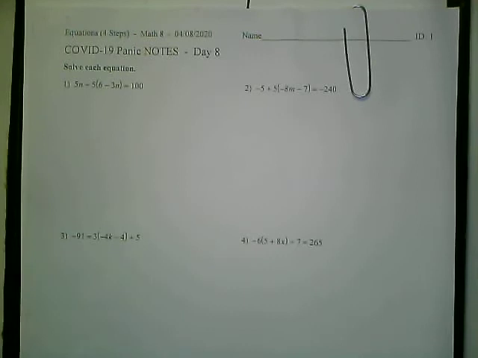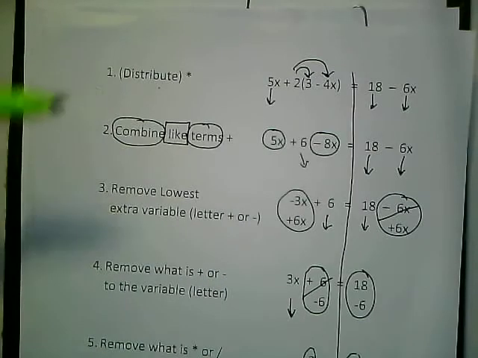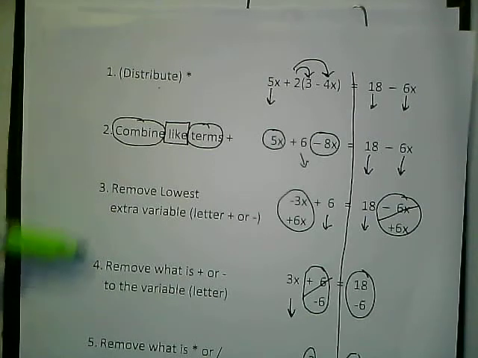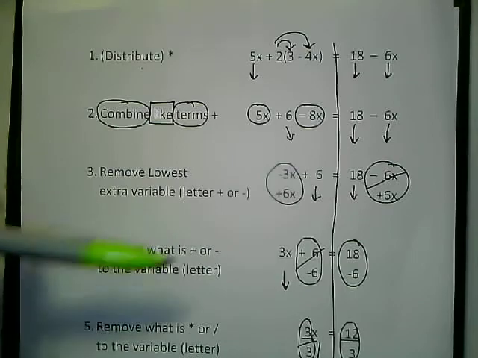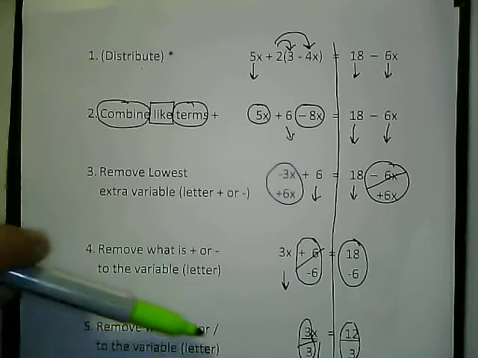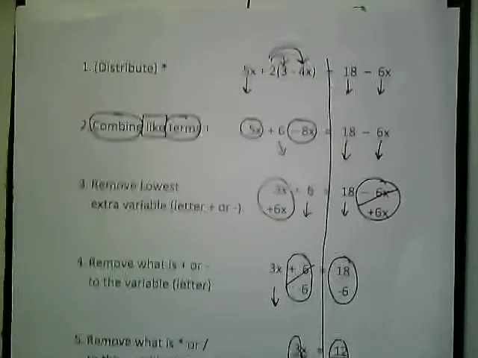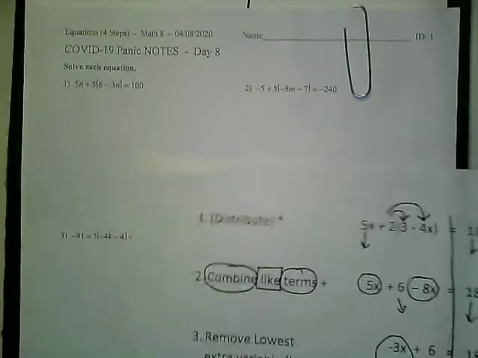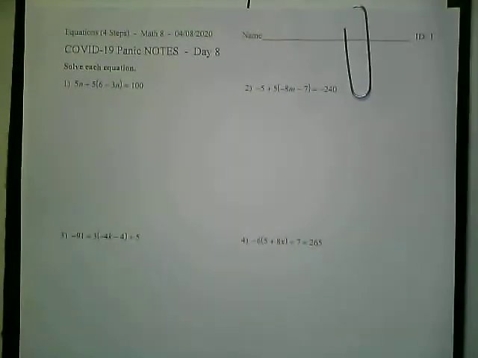Same process, same part, same 4 steps. Distribute, combine like terms. We're going to skip that third one. We're going to move to 4. Get rid of what is added or subtracted to the variable and remove what is multiplied or divided to the variable. It's the things that you've been working on. We're just combining them together, putting them together. Similar to step 2, combine.